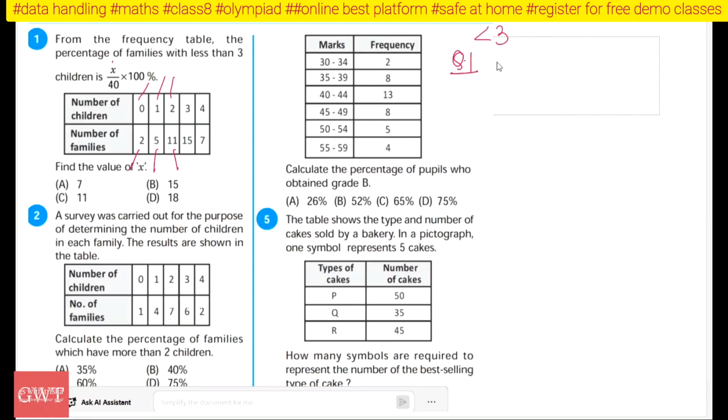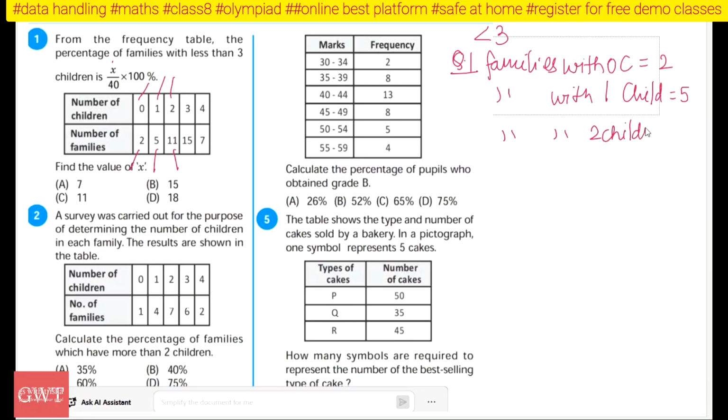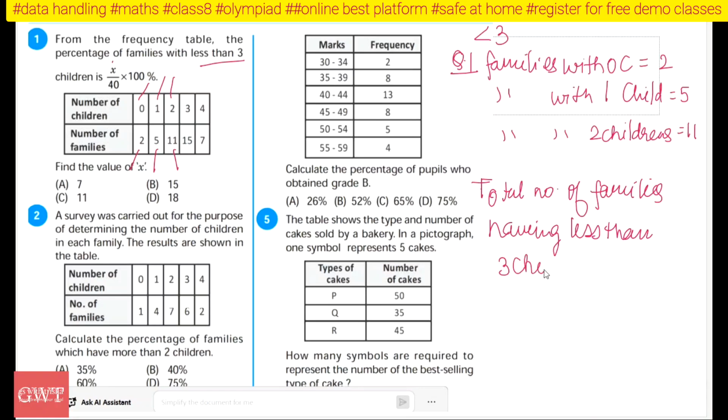Question number 1. Families with 0 children, I will say how many? 2 families. Families with 1 child is 5. Families with 2 children, how many? 11. I won't take the third one, because they are asking less than 3. So total families will be how much? Then I will calculate the total number of families having less than 3 children.